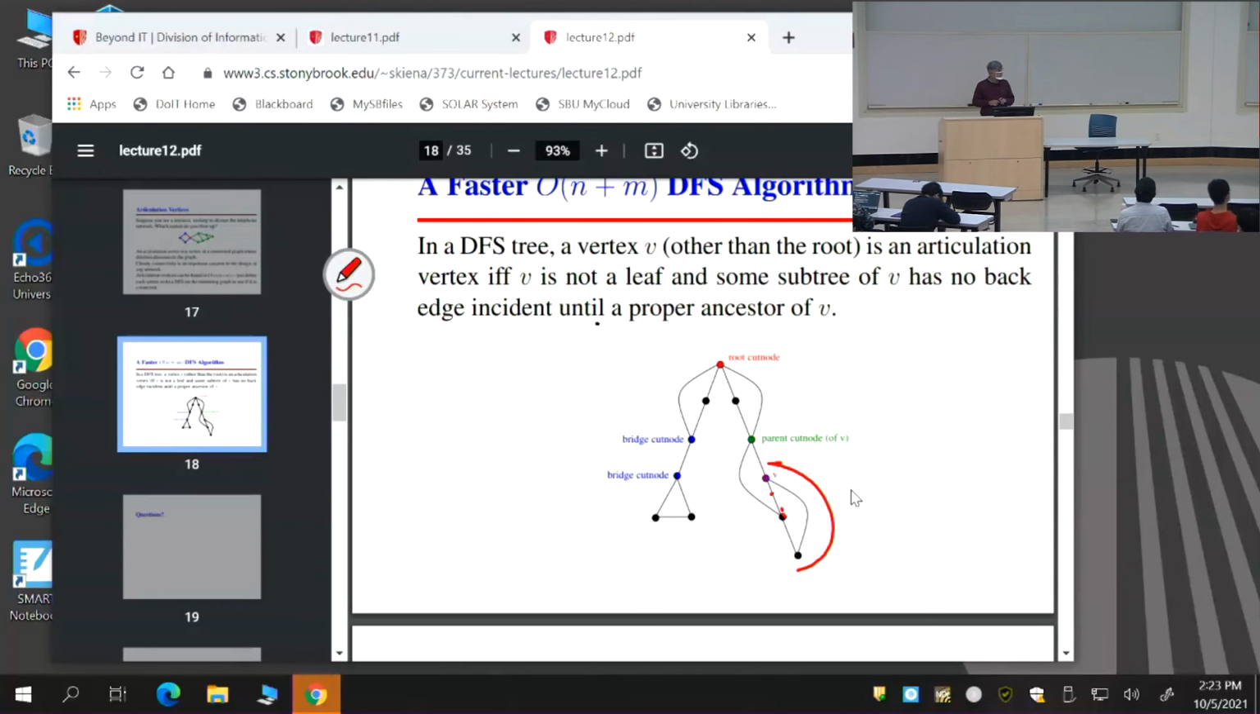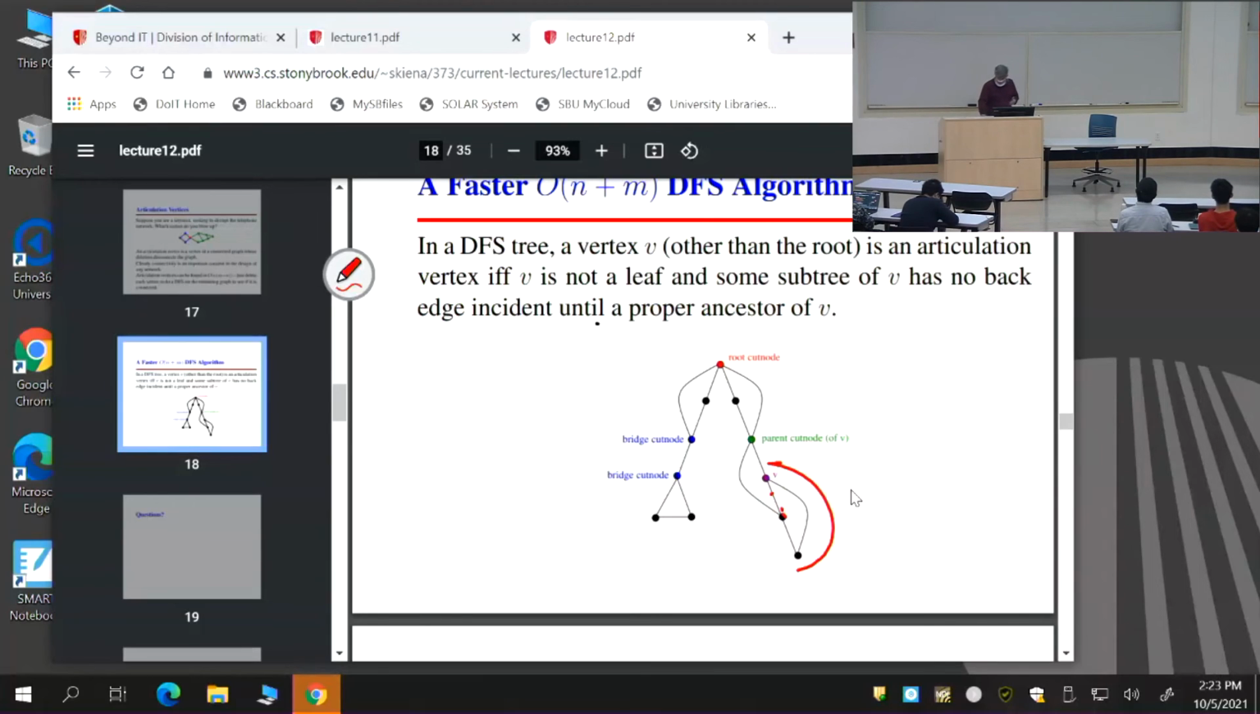Yes? Does this mean the root is always an articulation vertex? Say that again, I'm sorry. Is the root always an articulation vertex? The answer is no. Why is it no? Well, first of all, realize that couldn't possibly be.